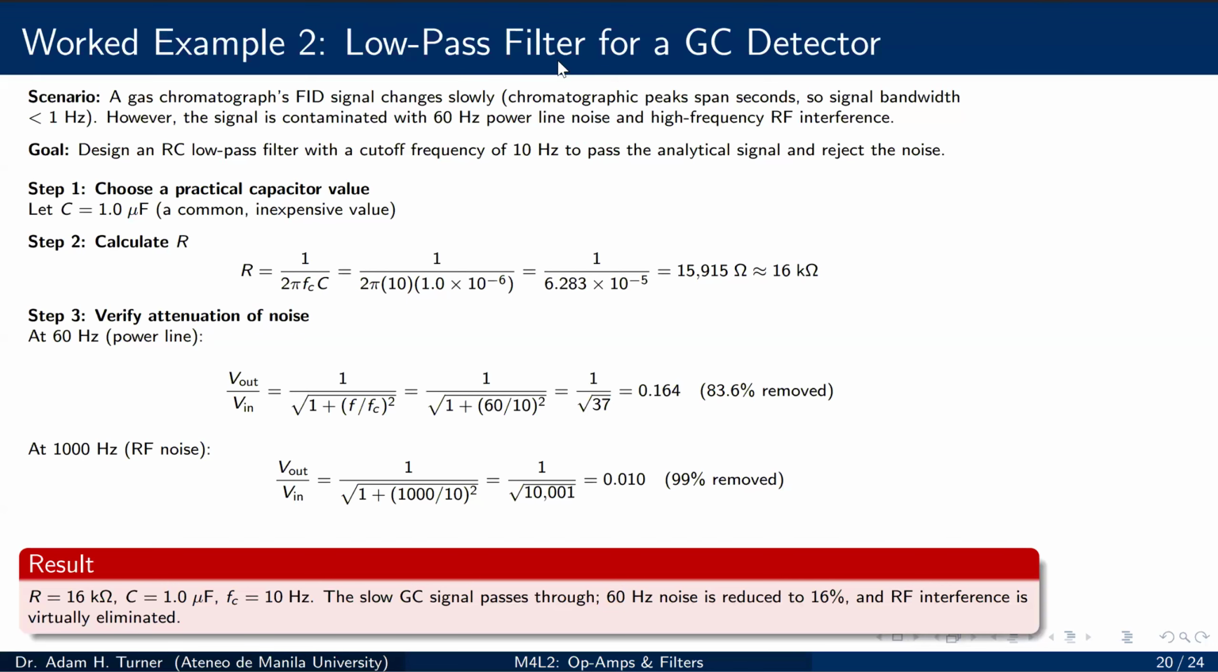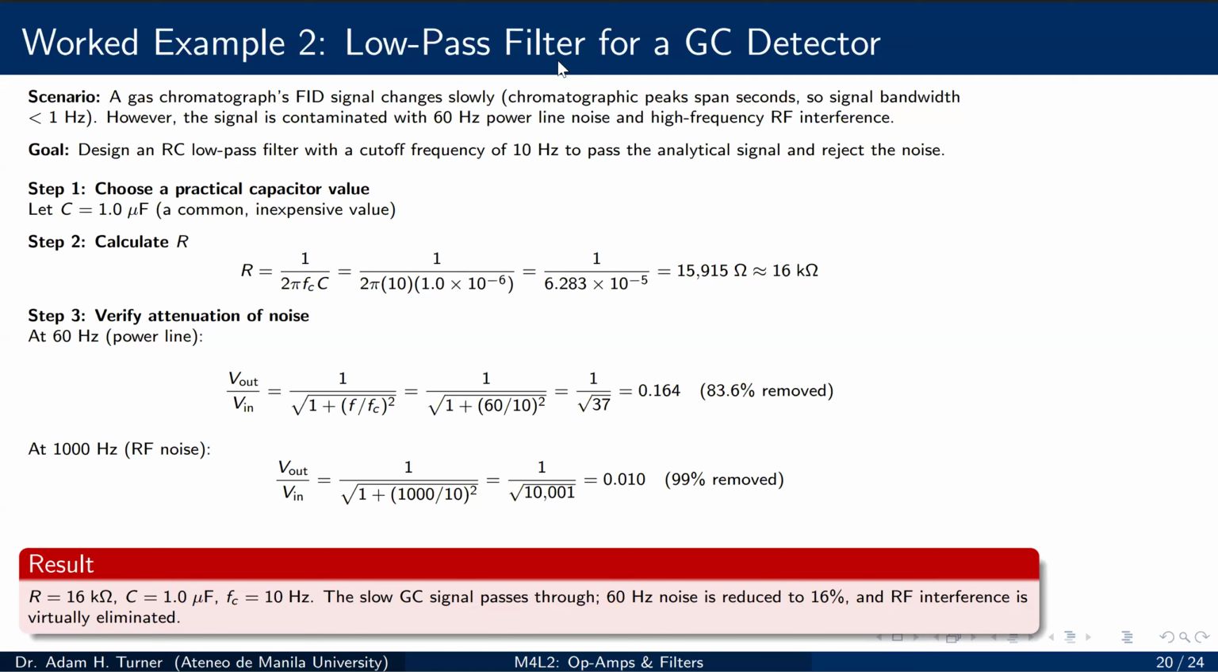Okay. So how do we actually verify this filter removes the noise we care about? That's what step 3 is about: verifying the attenuation of the noise. At 60 Hertz, the transfer function gives us V out over V in equals 1 over the square root of 1 plus (60 over 10) squared. This indicates that the noise is reduced to 16.4% of its original amplitude. Therefore, 83.6% has been removed.